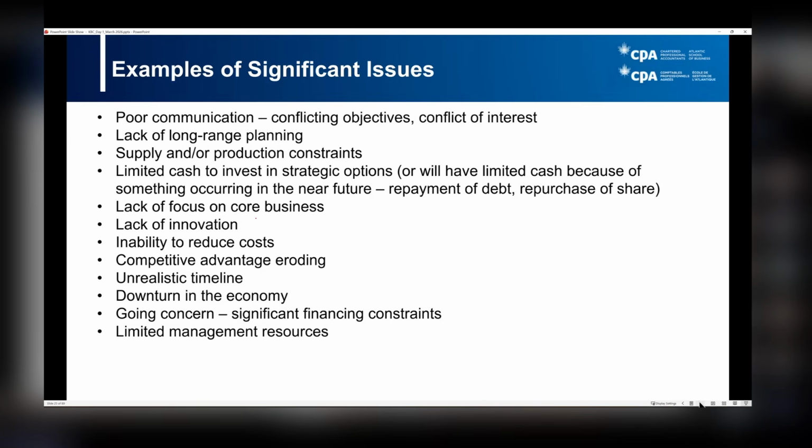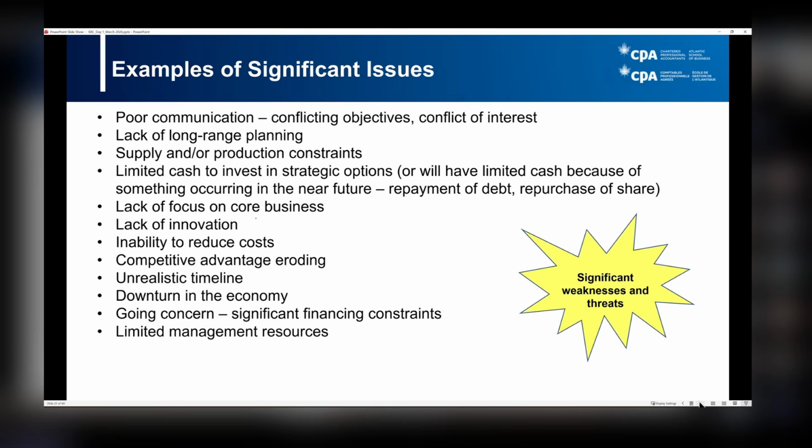The company could have limited cash to invest in the strategic options. That limited cash could be very apparent, or the case may give you facts to indicate it's going to be limited because something is going to occur in the near future, maybe repayment of debt or repurchase of shares. There's a lack of focus on the core business, a lack of innovation, the company's inability to reduce costs, or an eroding competitive advantage. There's an unrealistic timeline or a downturn in the economy. There could be going concern issues, significant financial constraints, or limited management resources, whether limited management time or limited management expertise. So if you notice, these are significant weaknesses or significant threats.